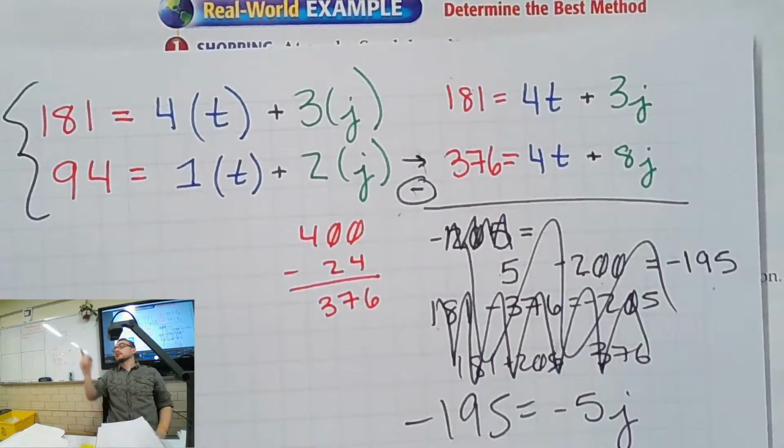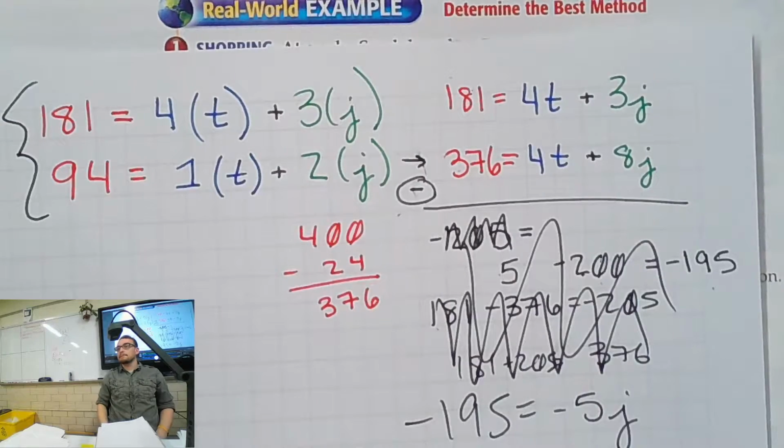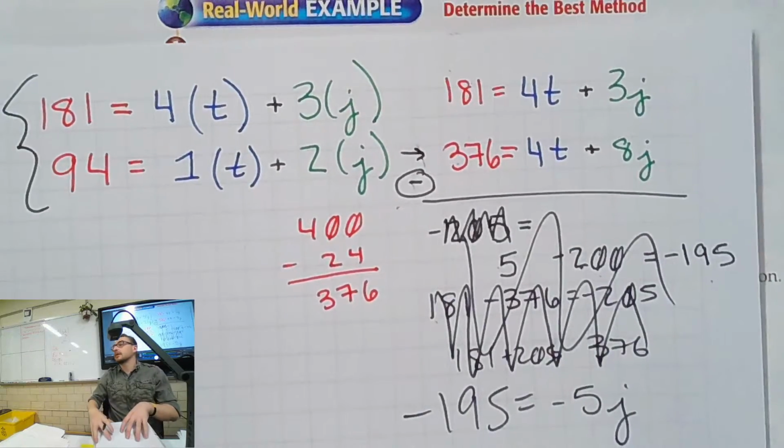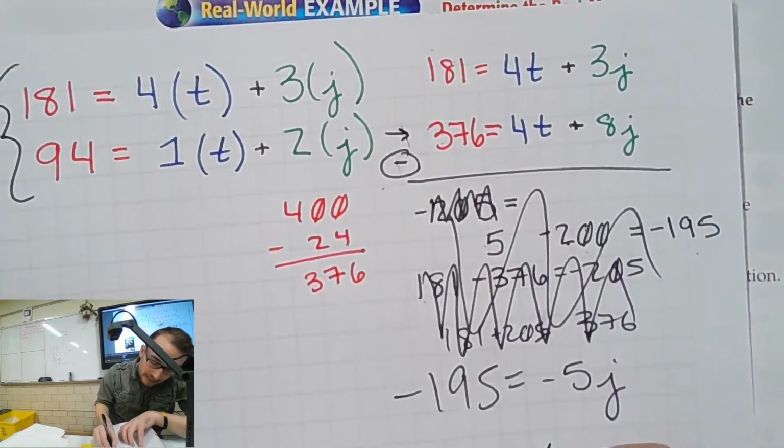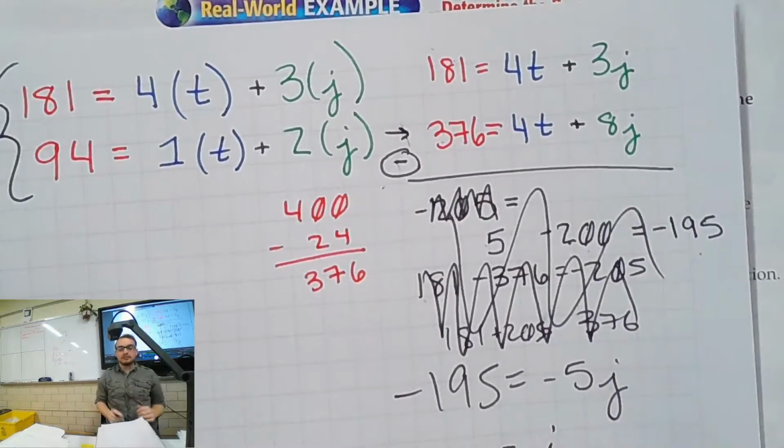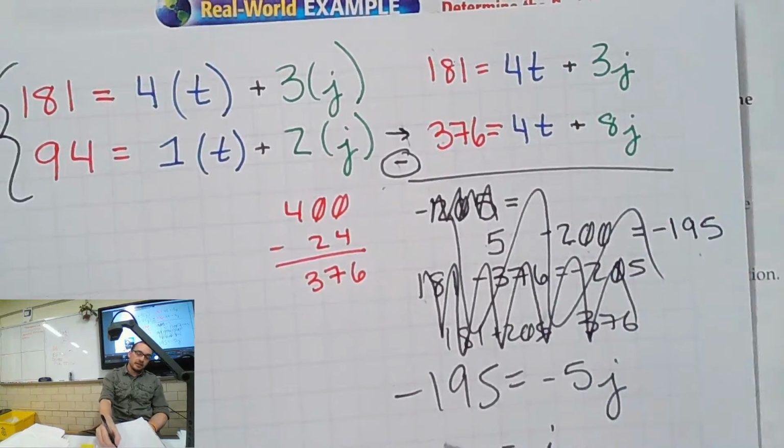Now you're right to say that we can't have negative dollars, right? But what's going to happen when we divide this? It's going to become positive again, right? So j is what we're solving for. How many times does 5 go into 195? How many times does it go into 100? 20. How many times does it go into 200? 40. One less than that. 39.